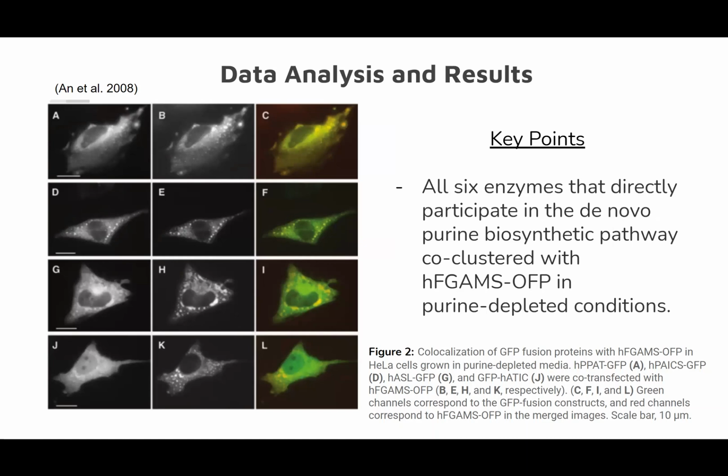And so the remaining 4 enzymes in the biosynthetic purine pathway were then investigated under purine-depleted media by tagging them with green fluorescent protein, as shown in the left column, and they were all co-transfected with HFGAMs with orange fluorescent protein, which was shown in the middle column, and the merged images are shown on the right column. And this data suggests that these 4 remaining enzymes also co-clustered with HFGAMs under purine depletion.